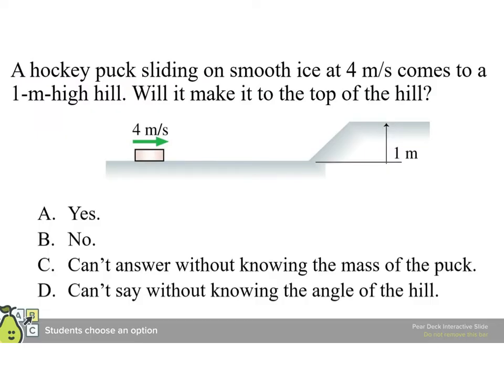All right. A hockey puck sliding on smooth ice at 4 meters per second comes to a 1 meter high hill. Will it make it to the top of the hill? Yes, no, can't answer without knowing the mass of the puck, or can't know without knowing the angle of the hill?